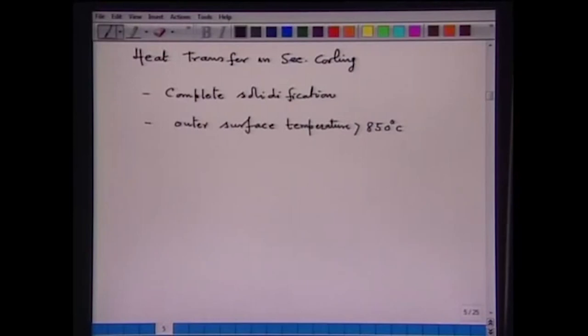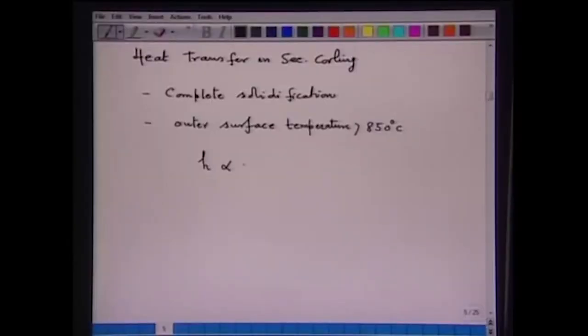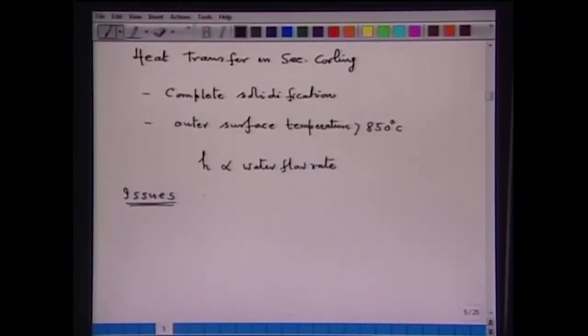The heat transfer rate is decided by the heat transfer coefficient. Simply, the heat transfer coefficient is proportional to water flow rate. So accordingly, the higher the water flow rate, the higher will be the heat transfer coefficient, and more heat will be transferred. But then one has to see that the heat is transferring from center to the outward. So, the chances of rapid cooling may also cause thermal stresses in the strand, as a result of which cracks may develop. So, these things have to be optimized. So, issues in secondary cooling: one issue is non-uniform cooling.